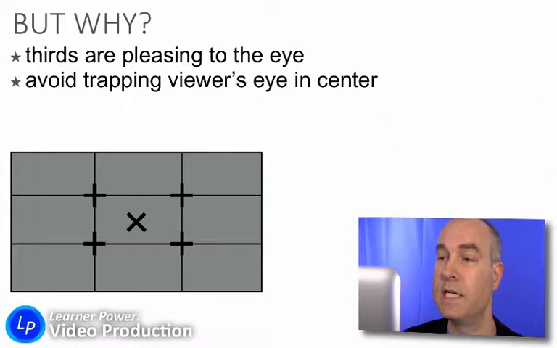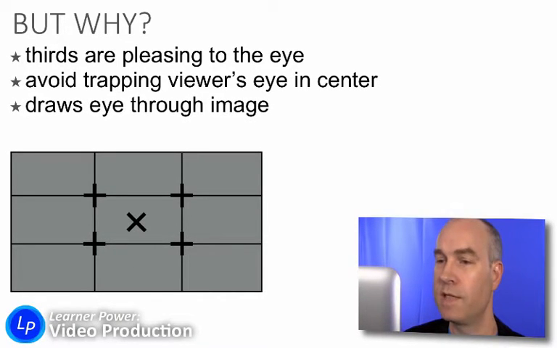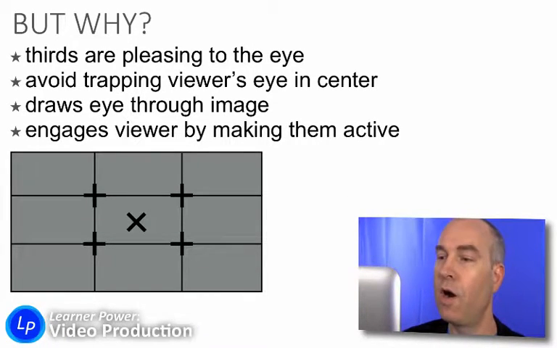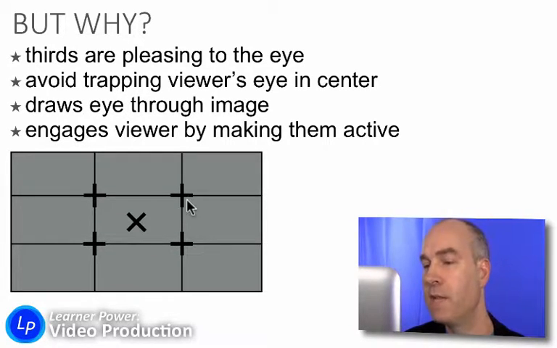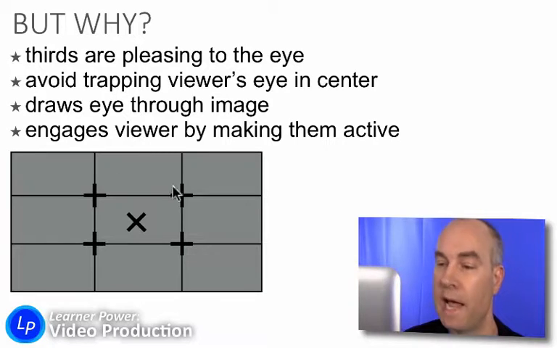Another good reason is it doesn't trap the viewer's eye in the center. Turns out that if we look at something in the center of an image, then our eye doesn't move through the image. It gets stuck on the center. So that's why we don't want anything in the center. Once we're drawing someone's eye through the image, then we are engaging them. We are helping them become an active viewer rather than a passive viewer, and inviting them to spend more time looking at our image by moving our eyes through the image.